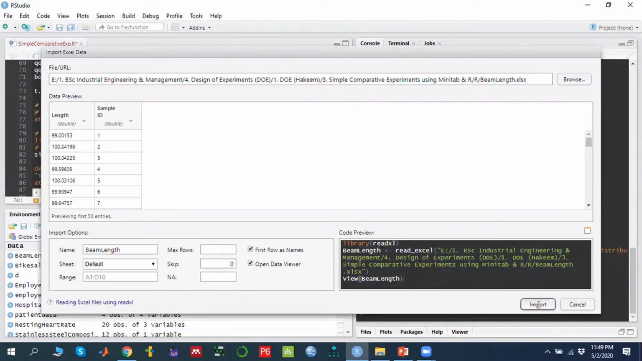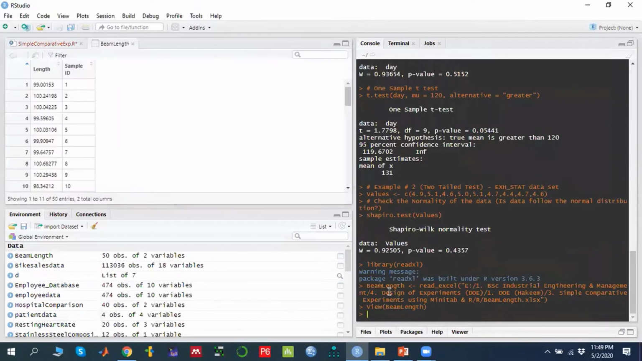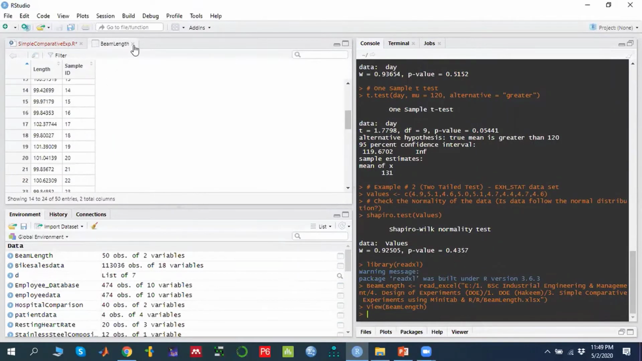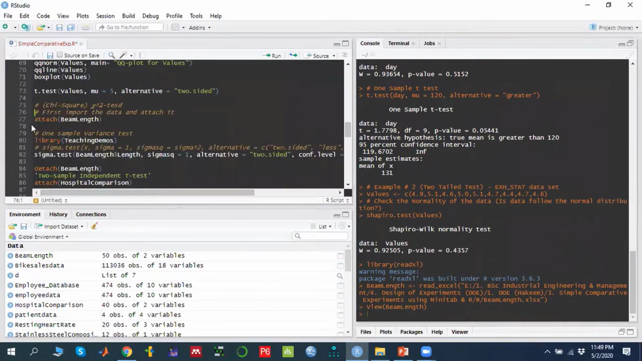So I'm saying Import, and they run all the commands for us, and we can see the data set. If I just close this data set, I am now back to this. Now we have imported that data set. Now we can use that data set.